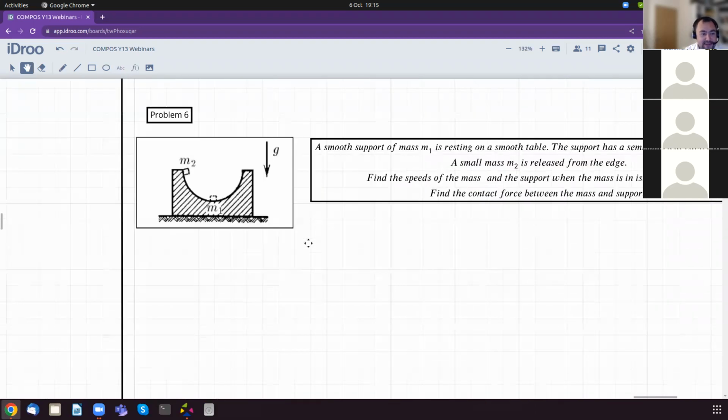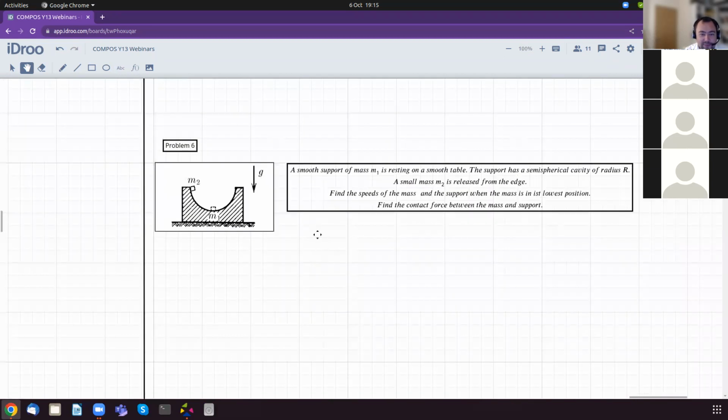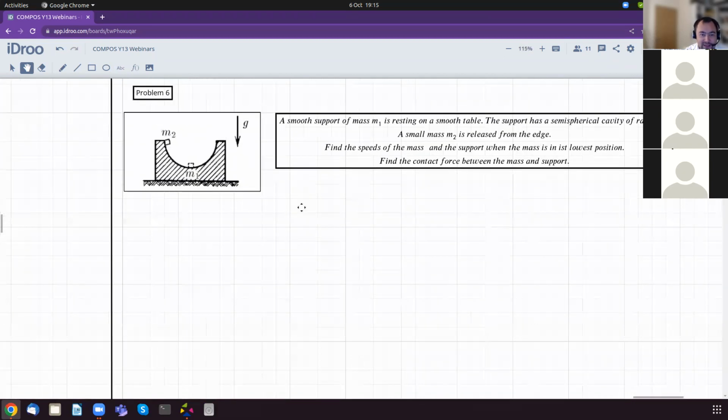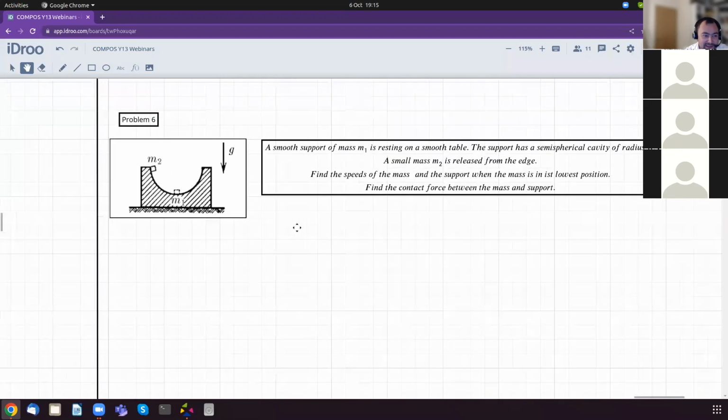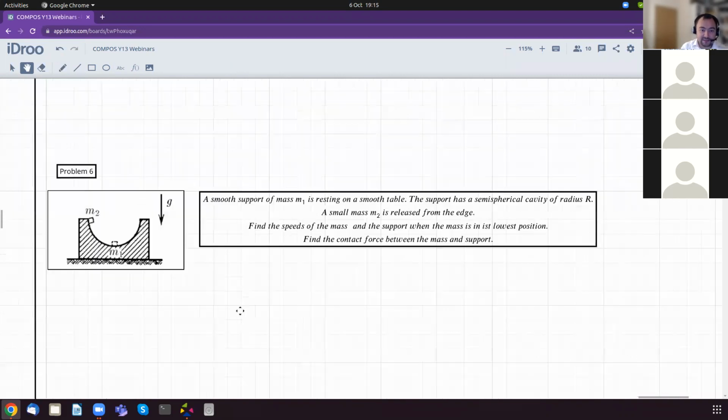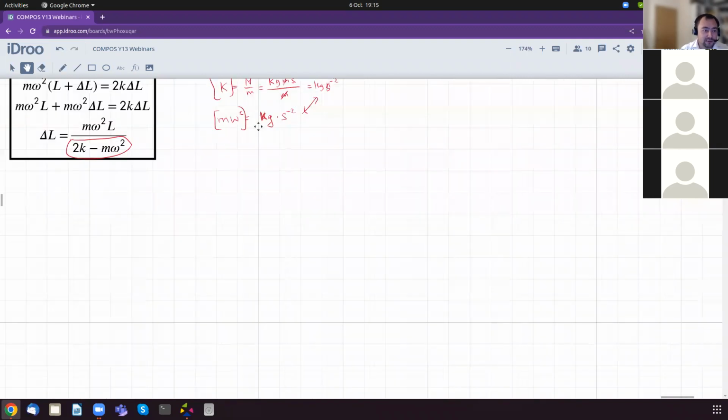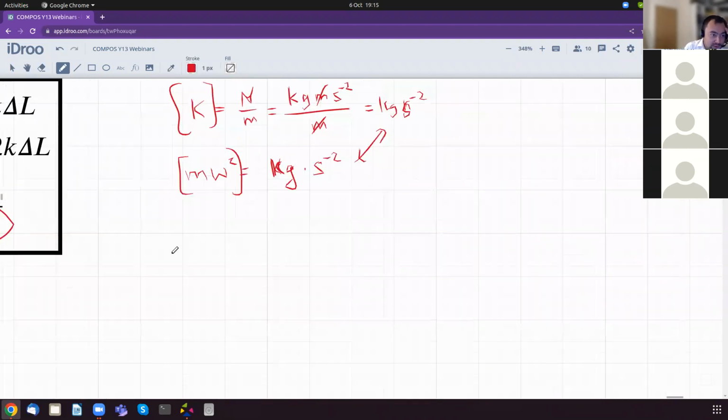Right, problem six. We've done plenty of those last year. If you're interested, find the corresponding webinars from last year. They're all recorded, they're all there. Omega is measured in radians per second, which is the same as just second to the power minus one. So omega squared is second to the power minus two.